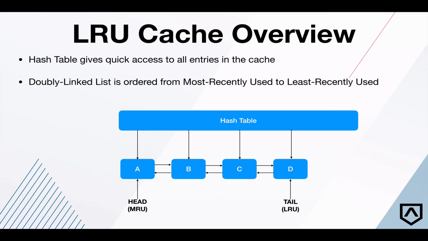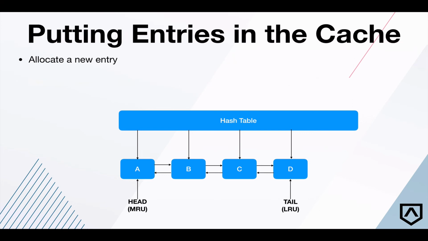So let's do a couple operations and see how these work. First, let's put a new entry into the cache. Now, remember when we add an entry, that counts as most recently used. That counts as using that entry, so it has to be most recently used. Let's see how that works. So the first thing we're going to do is allocate a new entry for this table, and then we're going to move that thing over to the head of the list.